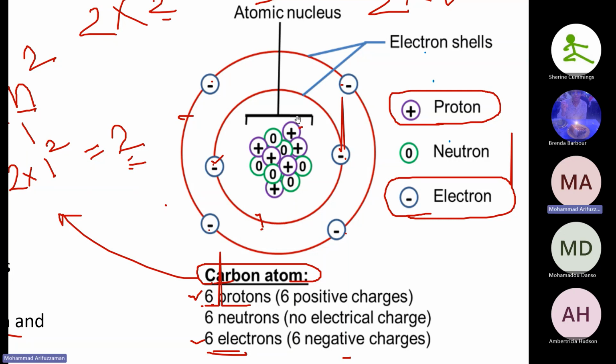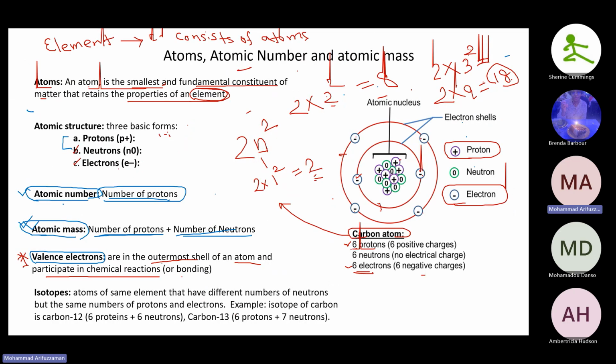You know why it is 4? Because the outer shell has 4 electrons: 1, 2, 3, 4. So the valence electrons in carbon are 4. The valence electrons are in the outermost shell of an atom and participate in chemical reactions.